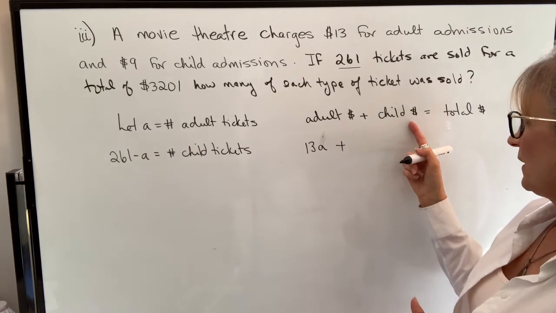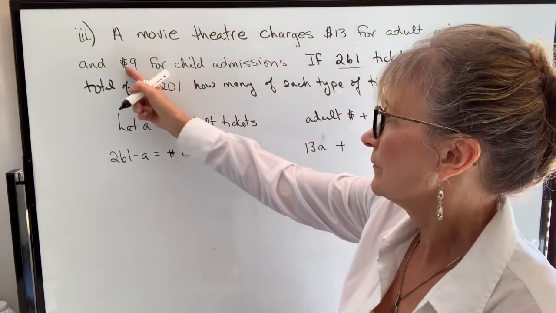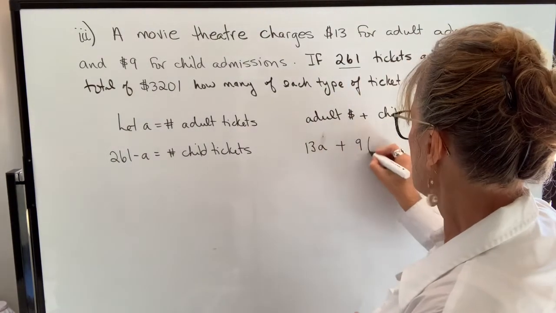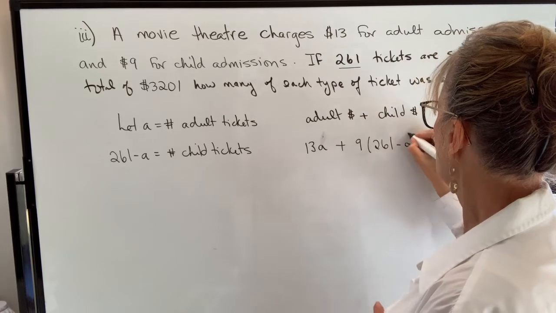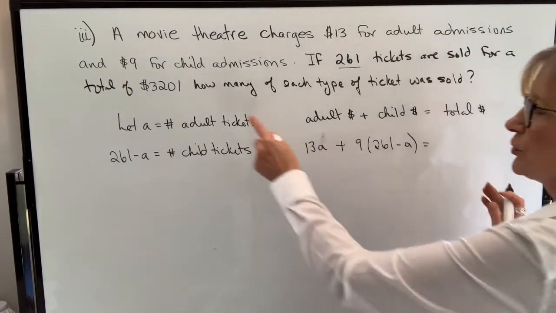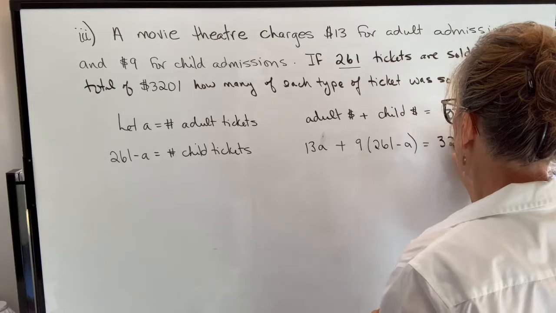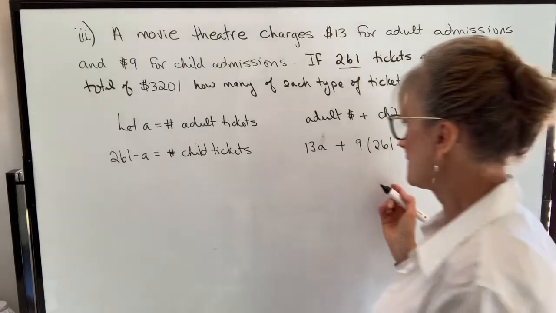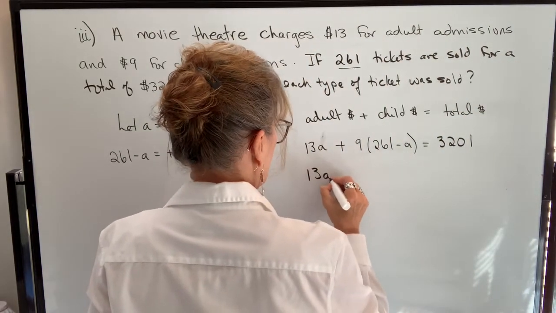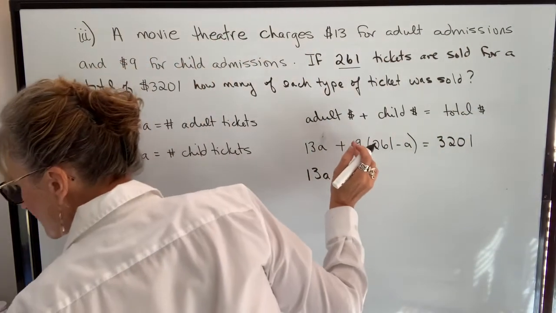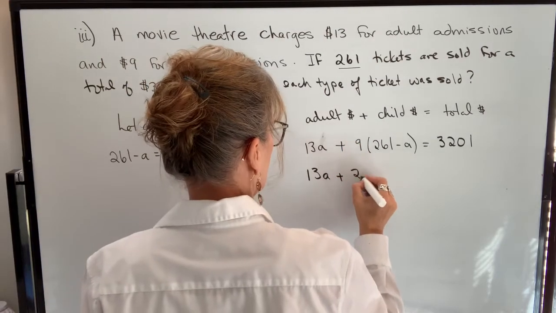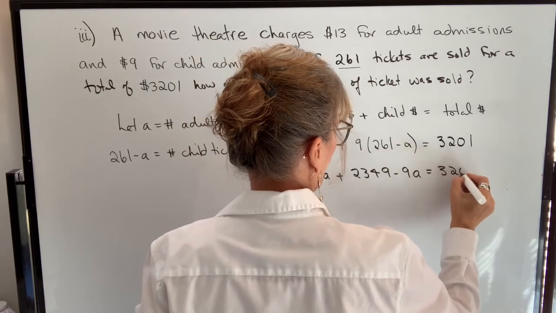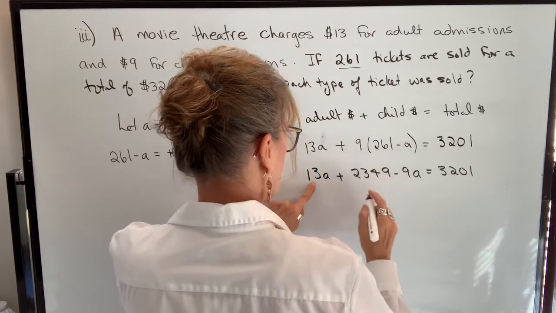The child amount will be the ticket price for children, which is 9. That's our unit value. The number of units is 261 minus A. Those two amounts should add up to our total of 3,201. Now that we have our equation, we're just going to solve it. 9 times 261 is 2,349. 13A minus 9A is 4A.